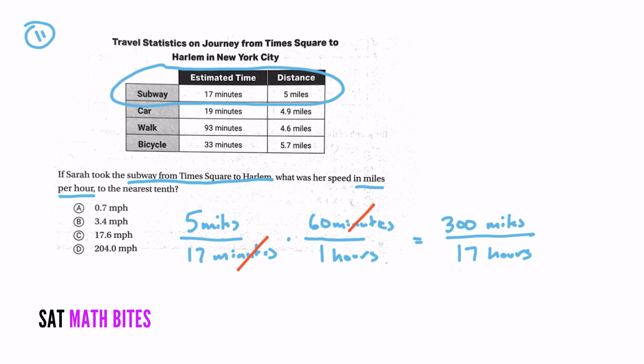So just looking at it reasonably, there's no way that it could be A, B, or C, because 17 times 0.7 would not give me close to 300. 17 times 3 would be around 50. 17 times 200 would be way more than 300. So the answer here would be C, 17.6 miles per hour.